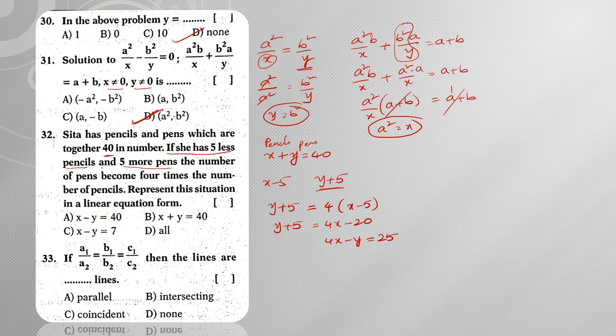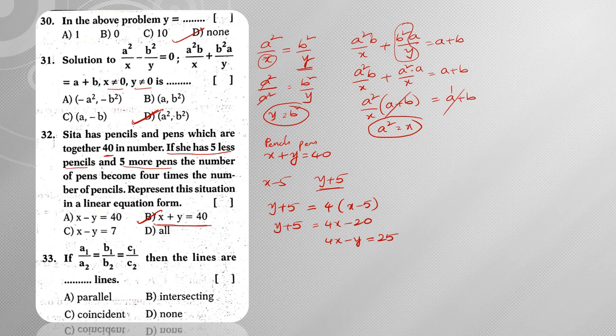So based on this, what is the answer? x plus y is equal to 40. Whatever other condition he has given, 4x minus y is equal to 25, that is all to deviate, right? These statements are just to waste time. So the only answer is x plus y is equal to 40.